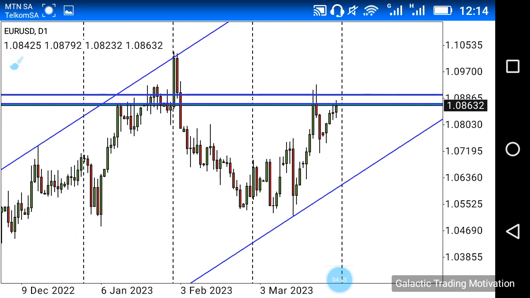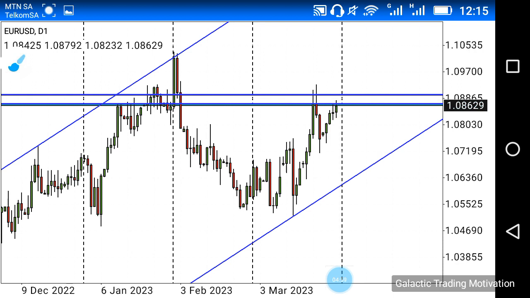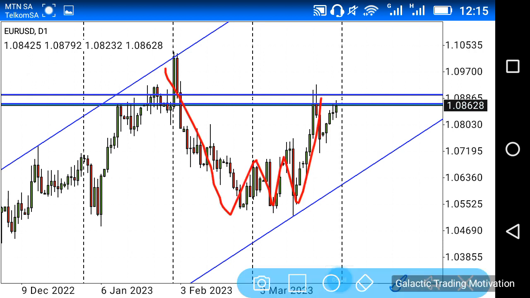Another thing that I see that is also very much interesting is that as much as we have this big potential M structure at this point, just also bear in mind that we have a triple bottom over here, which has a neckline, right? We saw price breaking to the upside of that neckline and then coming back to the neckline, and at this point is where we should have looked for those potential buying opportunities, guys, right?